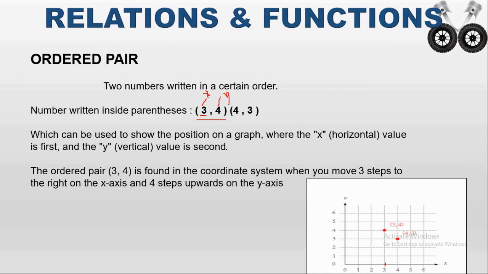In the same way, if I want to represent (4, 3), how can I represent it? 4 is a positive integer. That means from 0, we have to move to the right side. How many steps? 4 steps. From the 4, how many steps do I move upward? 3 steps. And then I reach this point. So this is the coordinate of (4, 3). So this is the ordered pair.